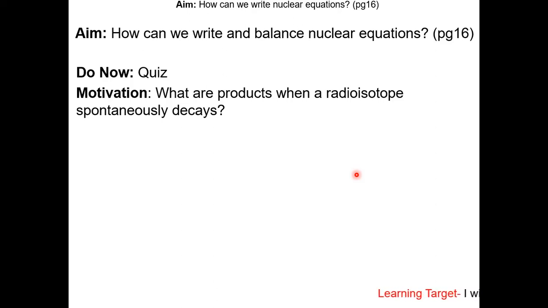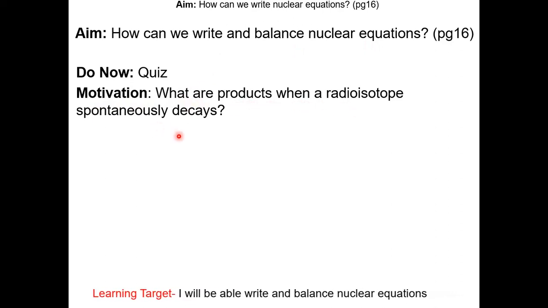This is my fourth video lesson on Unit 9. In this lesson, we'll be writing and balancing nuclear equations. Go to page 16 in the class packet. Motivation. What are the products when a radioisotope spontaneously decays?